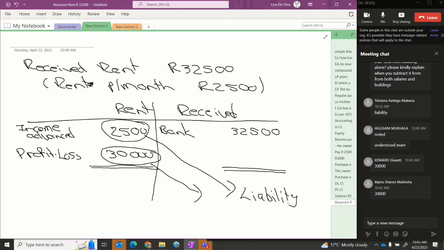So once again, that's how I do it. You can do it any other way, but for me, the easiest way is to just do a T account and write down what should be there and what you have to take out, and then you know whether you have to minus or plus. In this case, you can see that you receive the income in advance. It's not an asset, it's a liability to you.